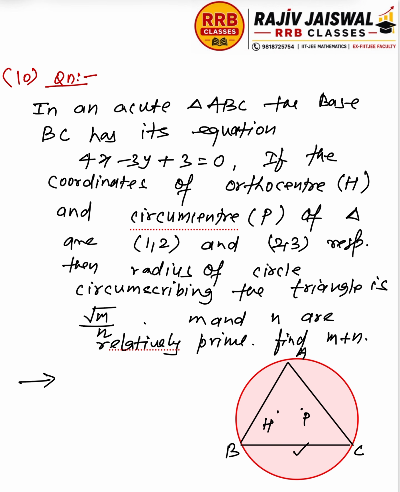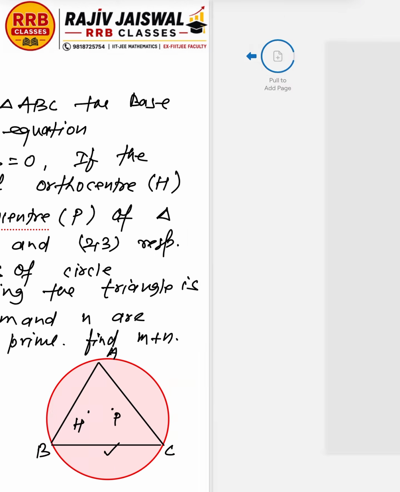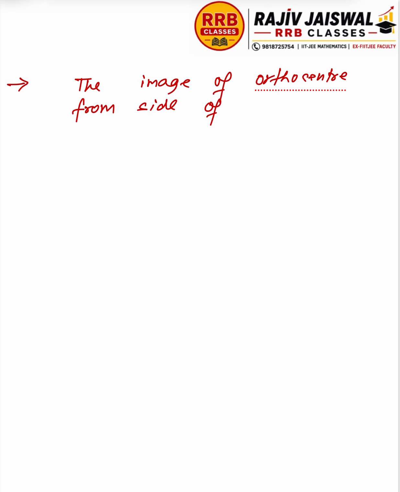So to solve this question, we have one result, that is point 10, or you can say shortcut number 10. Let me write that shortcut first. This is a very important result that we should remember. What is that result? The image of the orthocenter from a side of the triangle lies on its circumcircle.